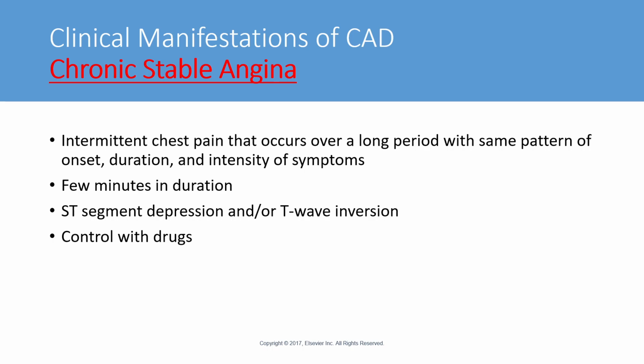Chronic stable angina, I want you to pay attention to these words and understand them really carefully. Chronic stable angina refers to chest pain that occurs intermittently, on and off, over a long period of time, with a similar pattern of onset, duration, and intensity of symptoms. It often happens because of physical exertion, stress, or emotional upset or anger, or some other trigger, right?